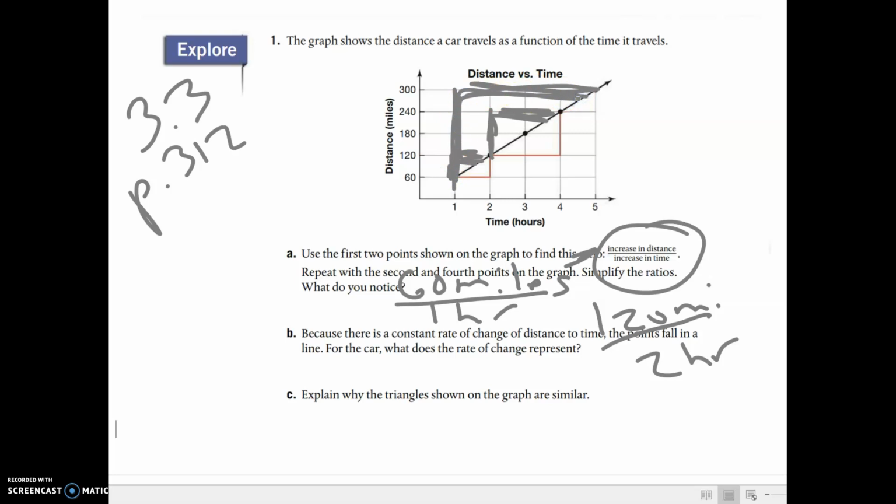All right. And so B, the points of a line, what does this rate represent? So that's 60 miles per hour. So this represents the constant speed of the car.